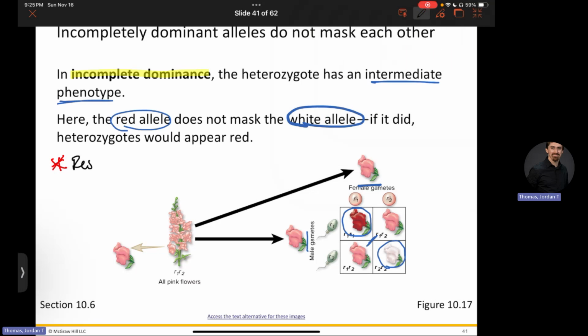Results in the mixing of the phenotypes. So in the example, we're mixing red and white to get pink. So pink is the combination, that's the heterozygote.